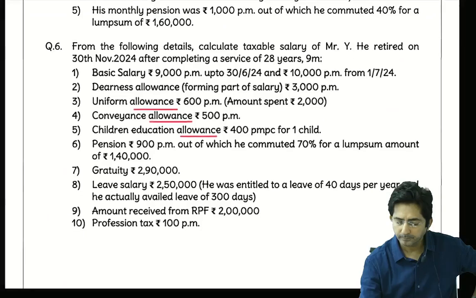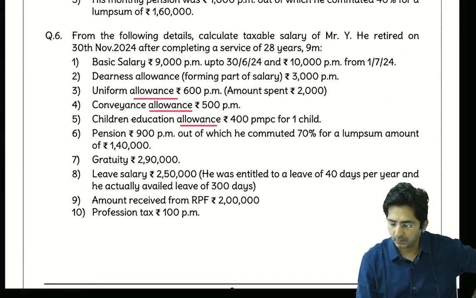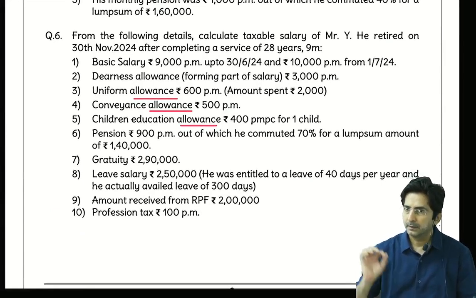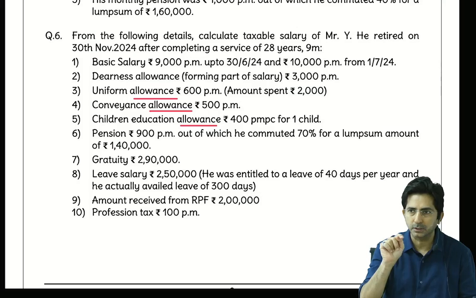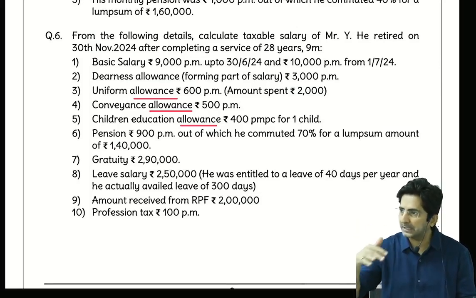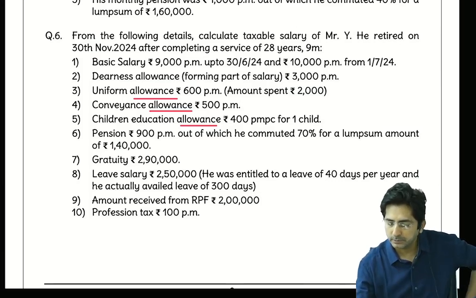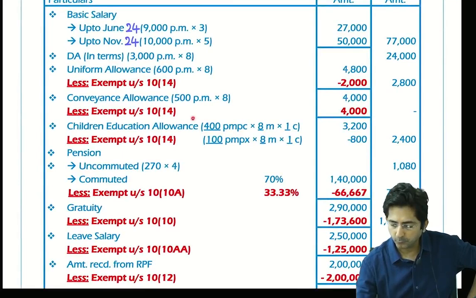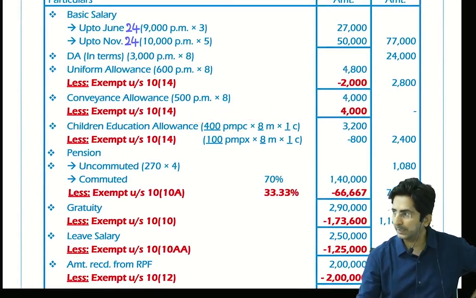Okay, then children education allowance. Tell me what is the presentation of children education allowance? Dash per month per child into dash months into dash children. Then less exempt under section 10(14), same way, dash into dash into dash. So check the answer. First it was 400 per month per child into 8 months into one child. See, first you have to write as per the question. And then as per the rule.